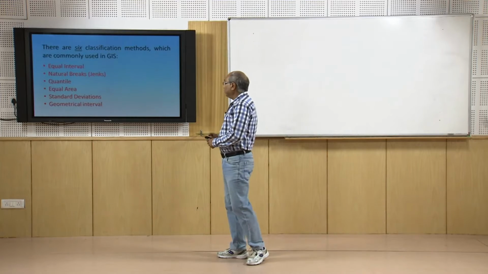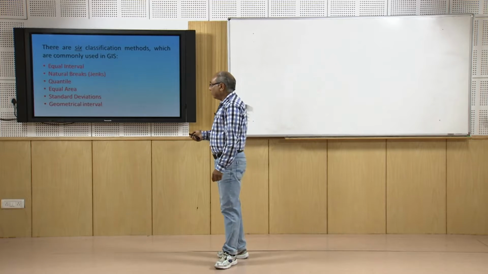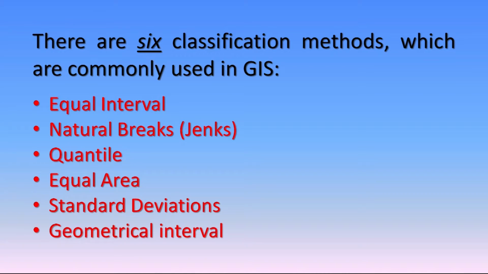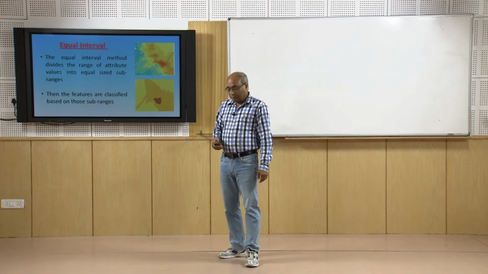There are 6 classification methods, and one by one we will go. They are equal interval, natural breaks, quantile, equal area, standard deviations, and, more recently added, geometrical interval, which is quite useful. So, let us have first equal interval.